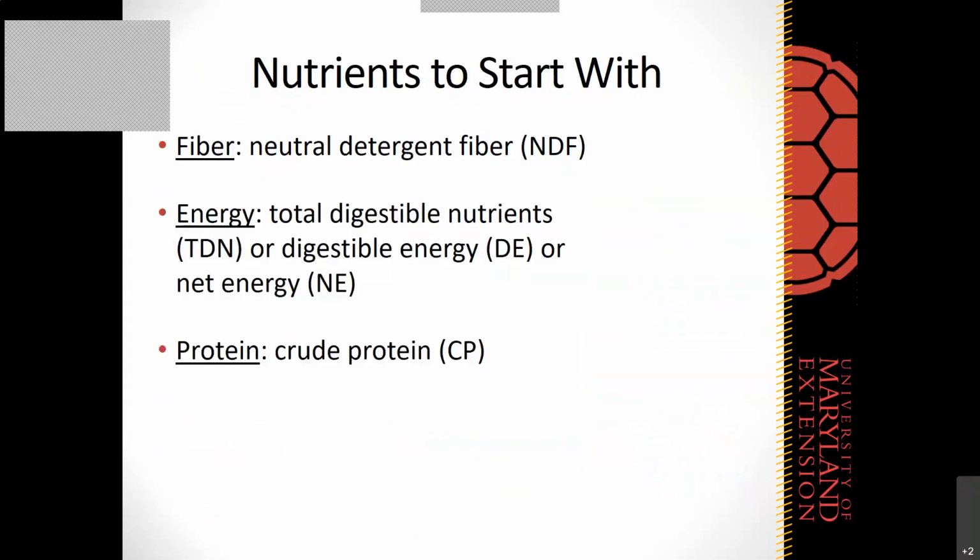So to summarize, I know we just went over a lot of different nutrients that are at play with our forage test. But I wanted to pick out just a few of the key ones that I would start with if I were just getting into this and looking at my first forage sample. The first is fiber. So look at that neutral detergent fiber value.